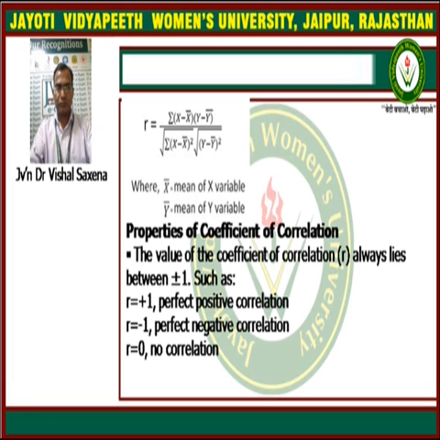Now, properties of the coefficient of correlation. The first property is that r lies between -1 and +1. It means if r is equal to 0, then no correlation is there between the two variables, means the two variables are not correlated. If r is equal to +1, then the correlation is called perfect positive correlation, and if r is equal to -1, then the correlation is called perfect negative correlation.